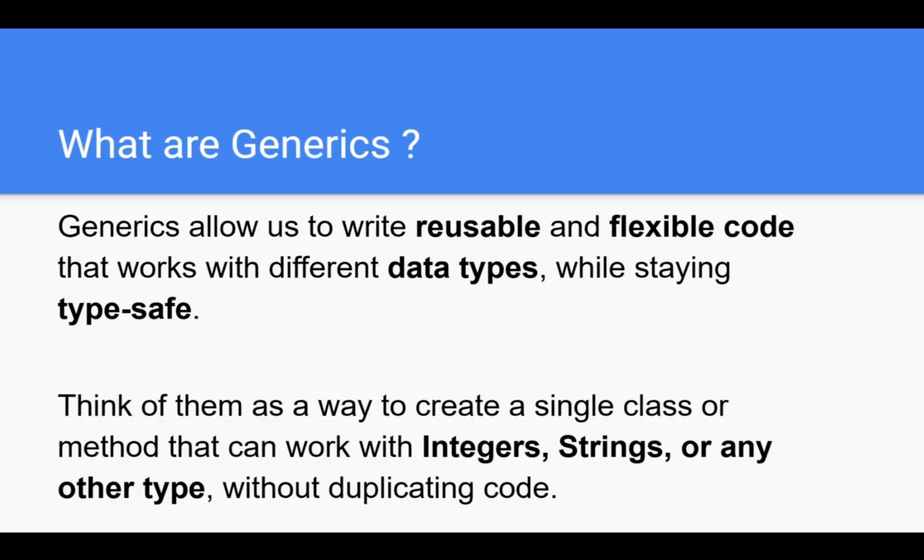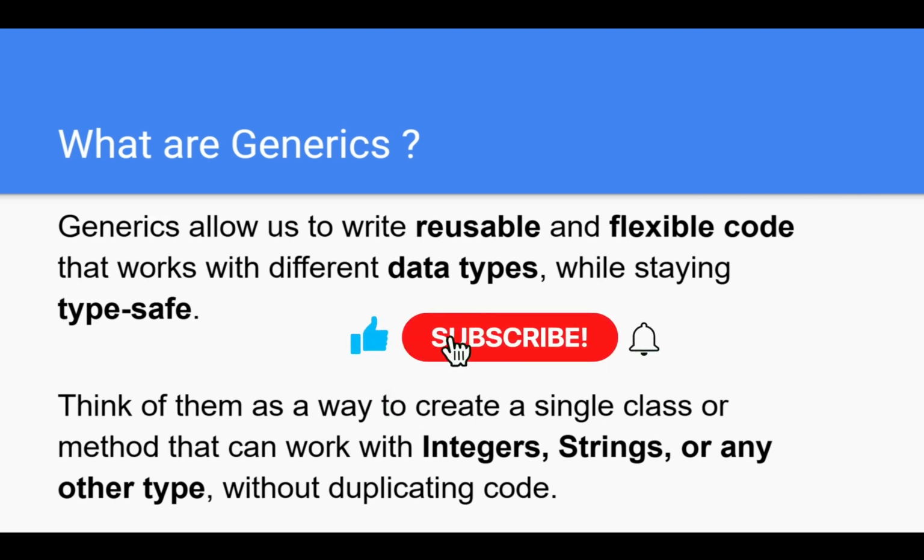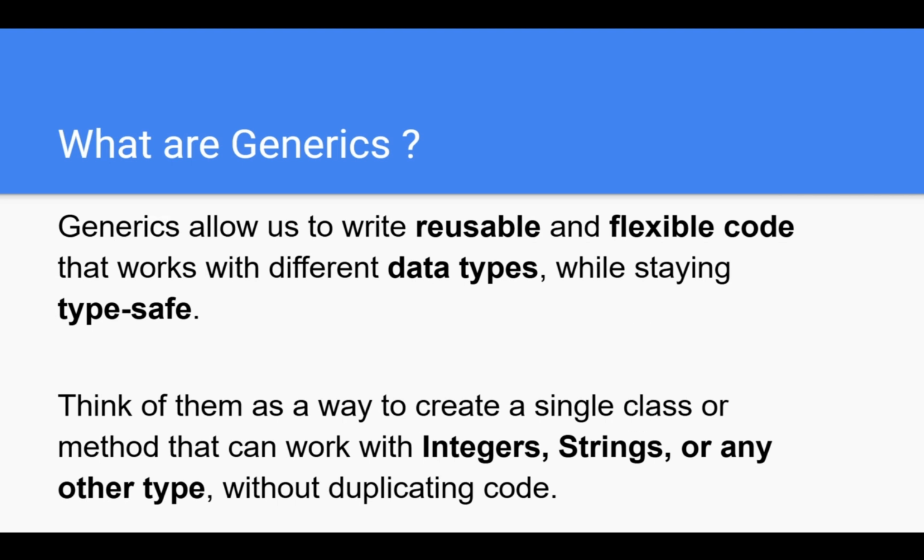The first word is generics. Generics allow us to write reusable and flexible code that works with different data types while staying type safe. Think of them as a way to create a single class or method that can work with integers, strings, or any other type without duplicating code. Right? Let's understand it with the help of examples.